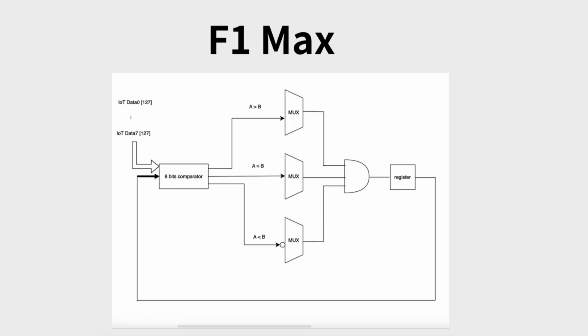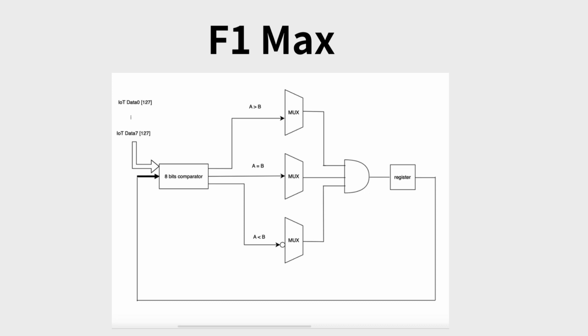Now I will talk about our first function, max. The first function is finding the maximum of 8 inputs. We compare the leftmost 8 bits of the first one and the second one by a comparator, and the output of the comparator will have 3 different cases, which are A larger than B, A equal to B, and A less than B. And then we take the 3 outputs as the selection bits of 3 multiplexers by adding an additional NOT gate after the A less than B case.